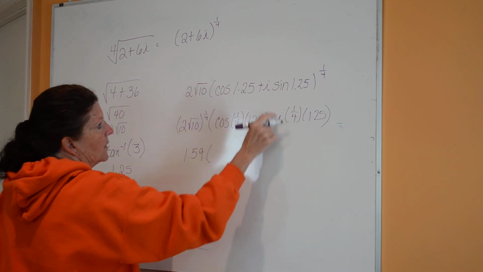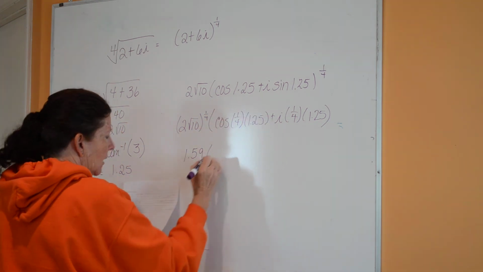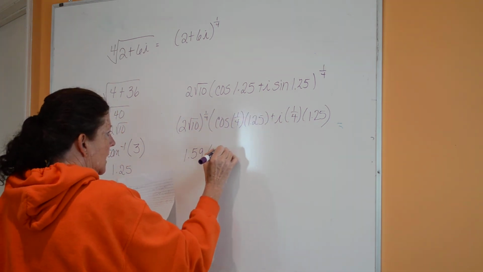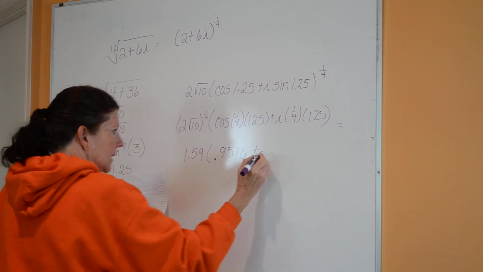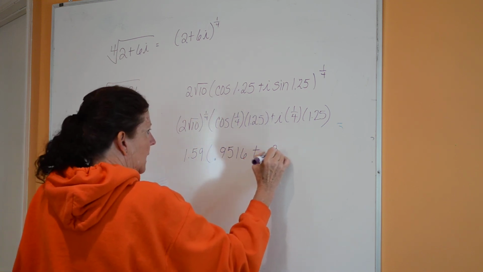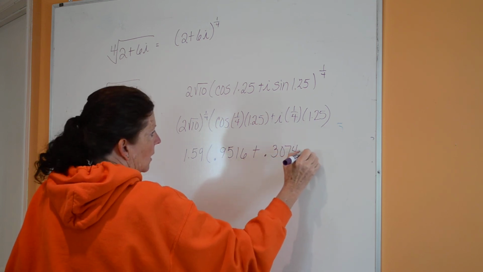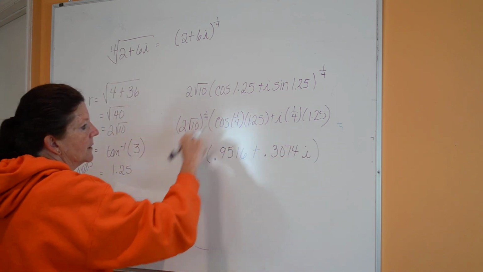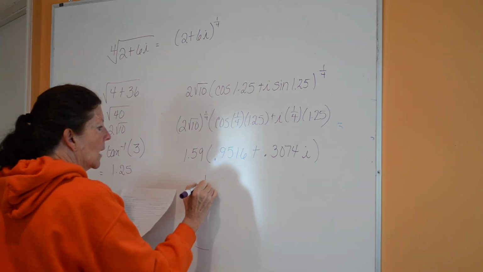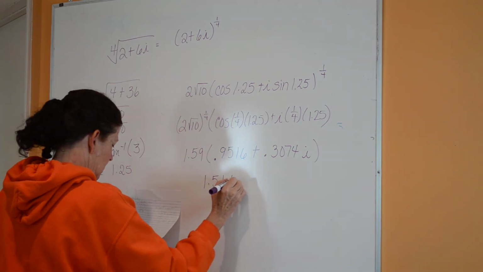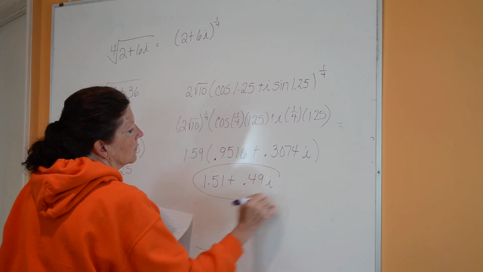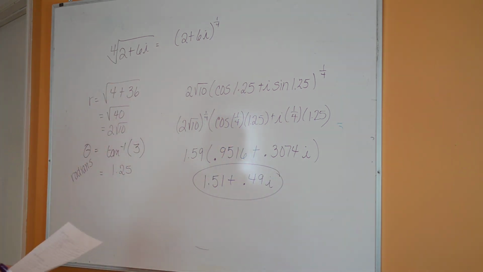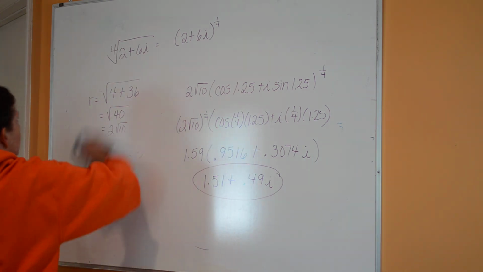If I just take that whole value and put it in my calculator, remember in radians, it's 0.9516 plus this is 0.3074i. Then I multiply this times this and this times this, and I get 1.51 plus 0.49i. Okay? All right, you try one, and then I'll give you your homework.